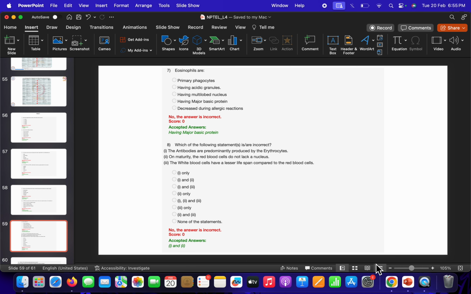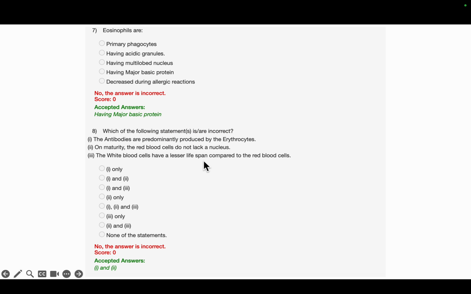Which of the following statements is or are correct? The antibodies are predominantly produced by erythrocytes. Incorrect. On maturity, the red blood cells do not lack a nucleus, which is also incorrect because we know on maturity RBCs lack a nucleus. The white blood cells have a lesser lifespan compared to the red blood cells. And this is true.